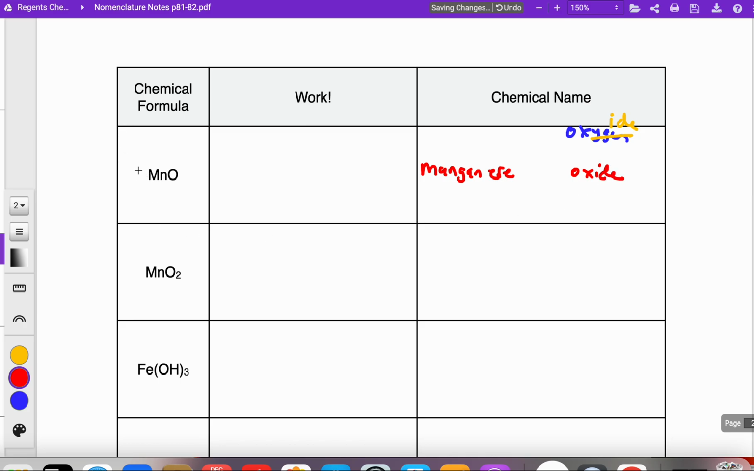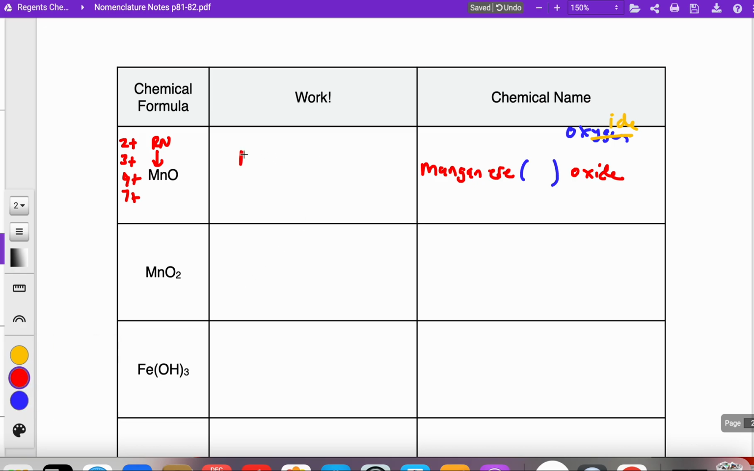Now, when you look at manganese, Mn, on the periodic table, you will see that it has a +2, a +3, a +4, and a +7 oxidation state. That means that manganese requires a Roman numeral in its name to indicate which one of these 4 oxidation numbers it's going to use. So we have to figure out a Roman numeral, using a reverse crisscross method.